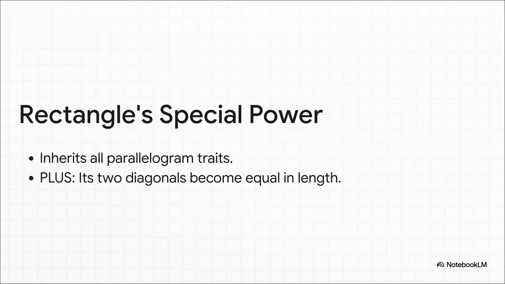Now, don't forget, a rectangle is still a parallelogram, so it keeps all those family traits we just talked about. But that one new rule about having right angles, that gives it a special power all its own. Its two diagonals suddenly become the exact same length. That's the rectangle's unique gift to the family tree.